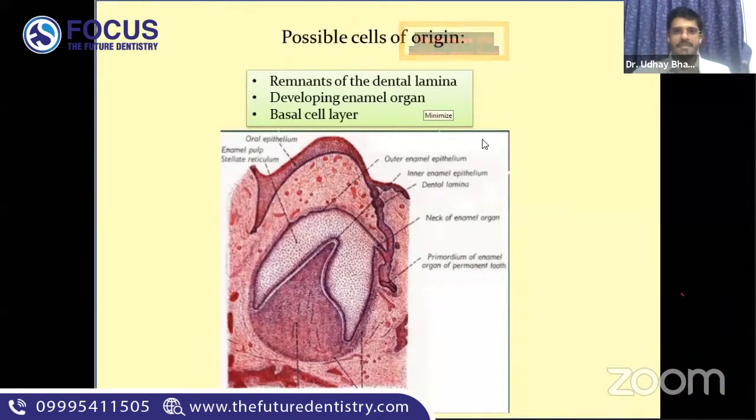Okay, so now let's move on to the possible cells of origin. You should have a brief idea of how the odontogenic apparatus looks at the stage of development. So for reference, let's consider the Bell stage. You should have an oral epithelium or a basal cell layer here. Then you have an ingrowth of the basal cell layer which forms the dental lamina, which in turn forms the future tooth bud or the enamel organ, right?